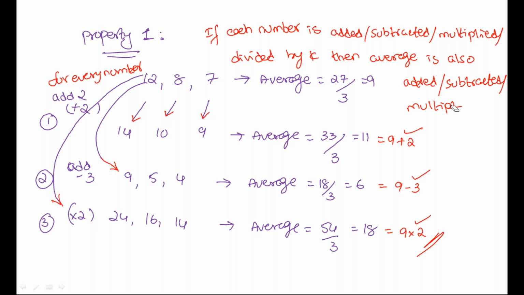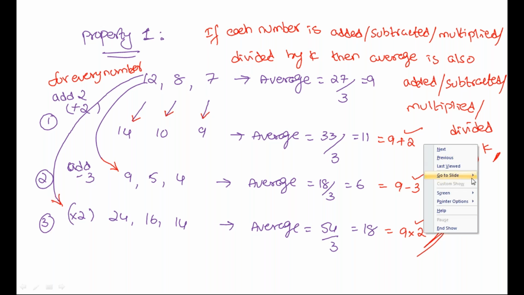Let's see that. We take an example. We added 2 to every number, and the average is also added by 2. If we subtracted 3 from every number, we came to know that yes, the average is also decreased by 3. If we multiply by 2, the average is also multiplied by 2. So that's the thing, friends. Hope you understand this property 1.